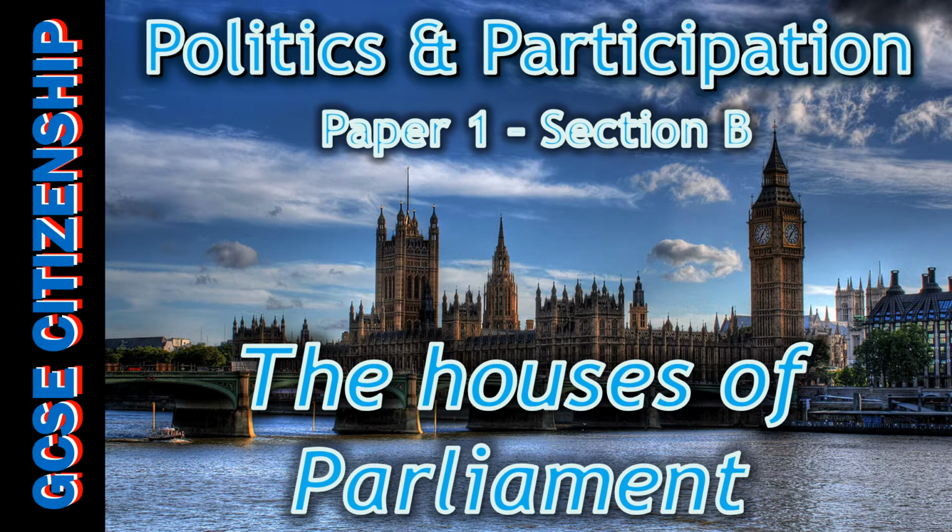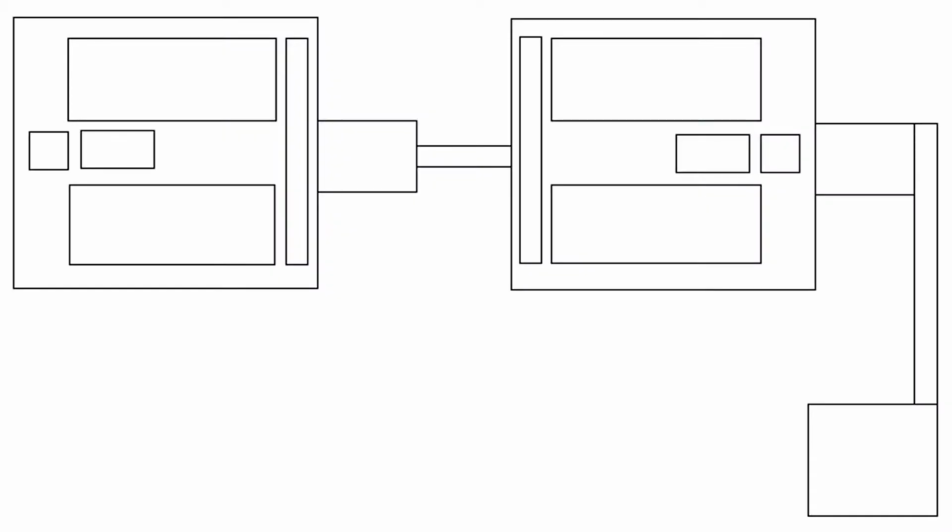Welcome. This is going to be a short discussion of the Houses of Parliament located in Westminster Palace as part of the Politics and Participation for Paper 1, Section B of the GCSE Citizenship course. So here we have a layout of the Houses of Parliament, and it's broken into these different sections.